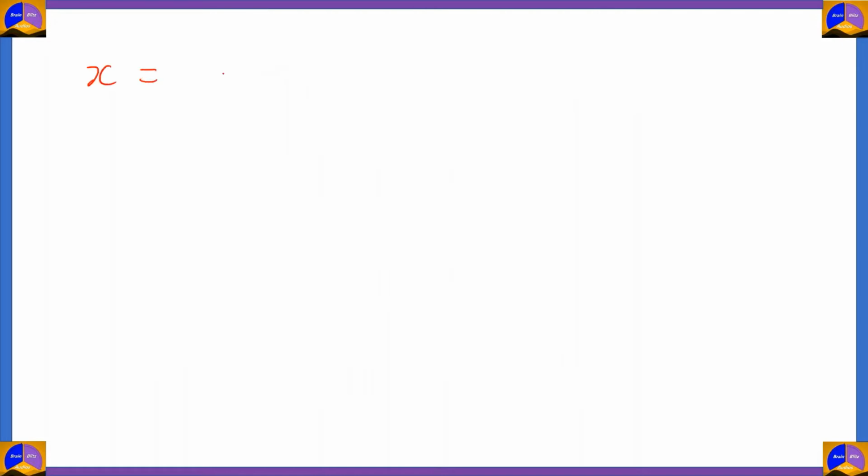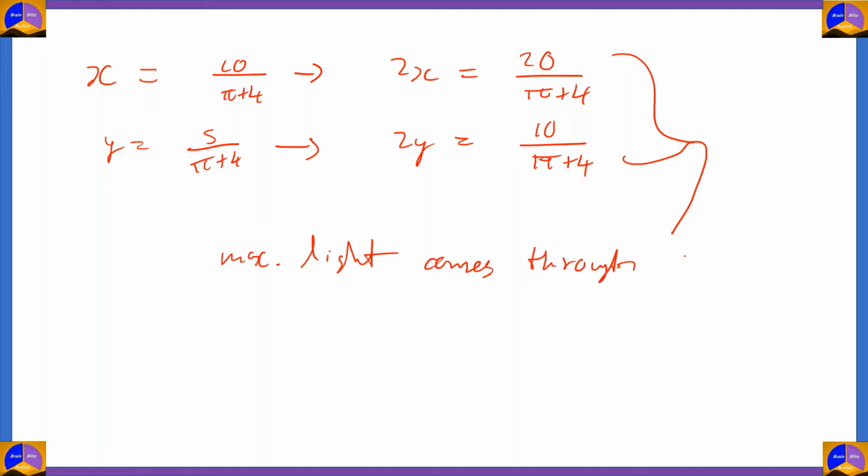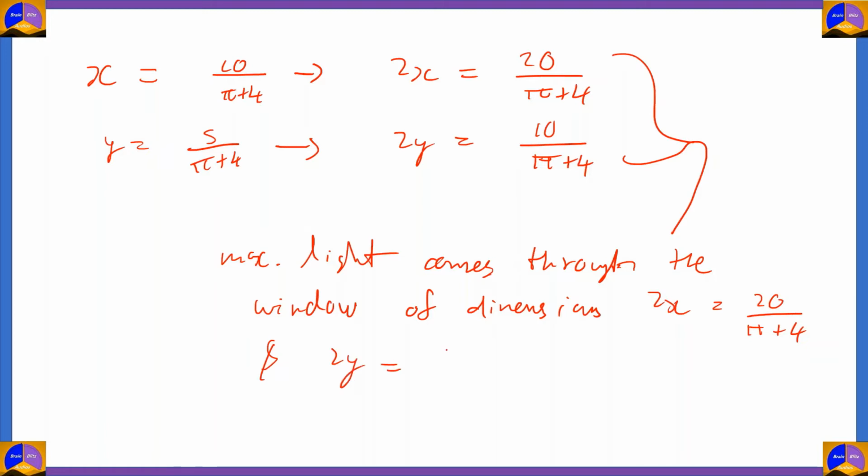So x is equal to 10 by pi plus 4. So 2x is equal to 20 by pi plus 4. And since y is equal to 5 by pi plus 4, that implies that 2y is equal to 10 by pi plus 4. So what this means is that maximum light comes through the window of dimensions 2x is equal to 20 by pi plus 4 and 2y is equal to 10 by pi plus 4. So this is our answer.